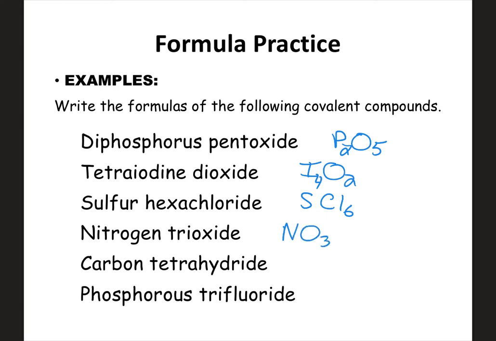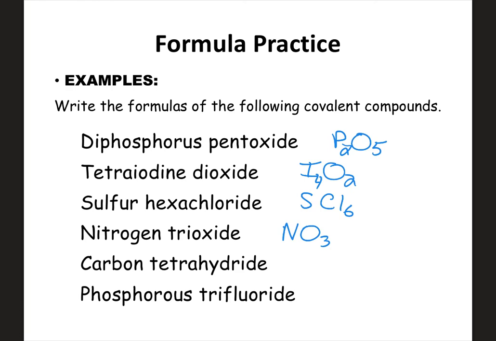When we do nitrogen trioxide, we got N and O. And then tri means three. So NO3. Some people get this confused with the polyatomic ion nitrate. If you remember back to your polyatomic ions, NO3 1 minus is nitrate. But this is just NO3. So there's no charge with it. That's what makes this a covalent compound, not a polyatomic ion.